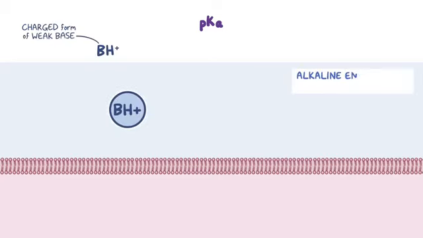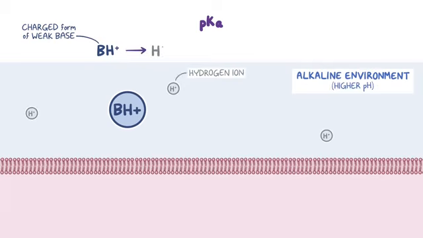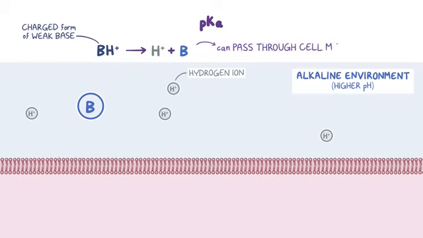On the flip side, if the charged form of a weak base, BH+, is placed into an alkaline environment with a higher pH and a lack of hydrogen H+ ions, it's going to give up its own hydrogen H+ ion and become an uncharged B. It can then pass through the cell membrane just like HA.